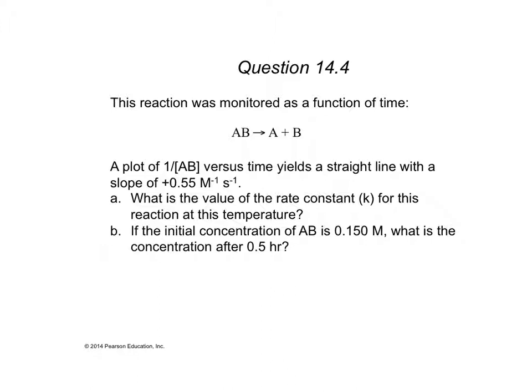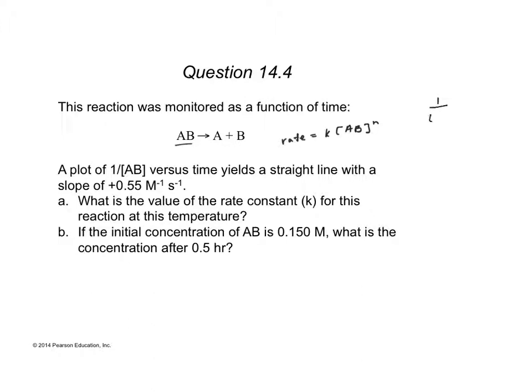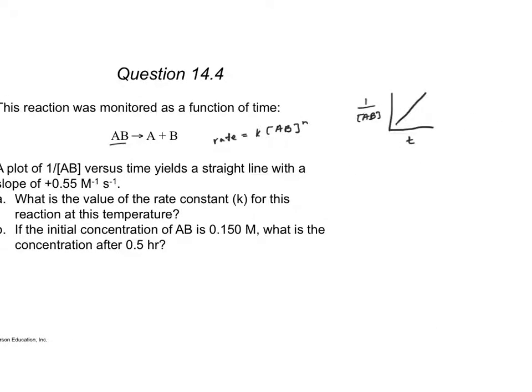Okay, so then on question 14.4, it's a similar type thing. We have a one reactant reaction, so our one reactant is our AB here. We're looking for a rate law where rate is equal to K times the concentration of our single reactant raised to some power. They've taken some concentration versus time data, and when they plotted 1 over the concentration of our reactant as a function of time, they got a nice straight line, and that line had a slope equal to a positive 0.55 units of inverse molar inverse second.